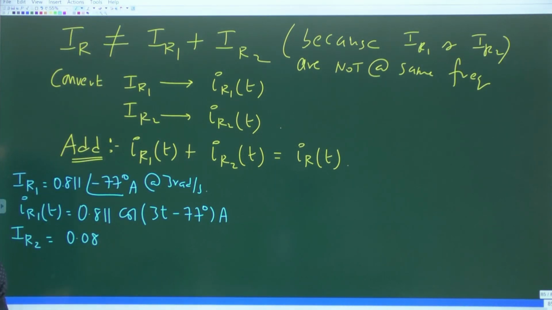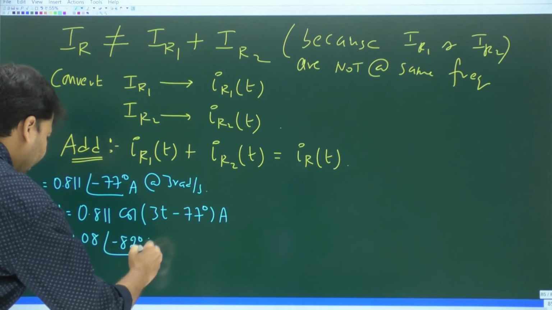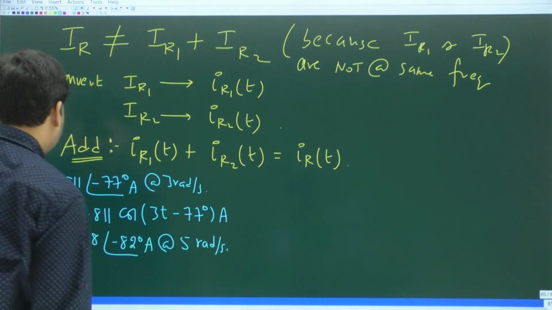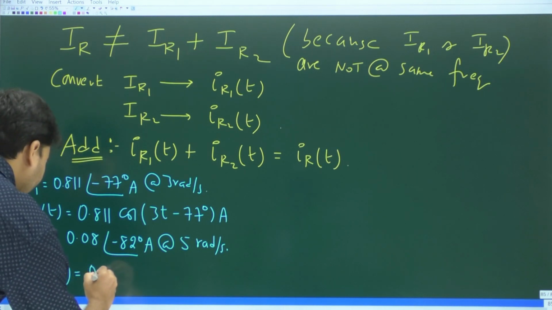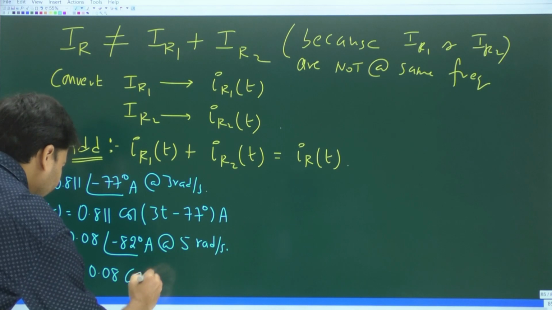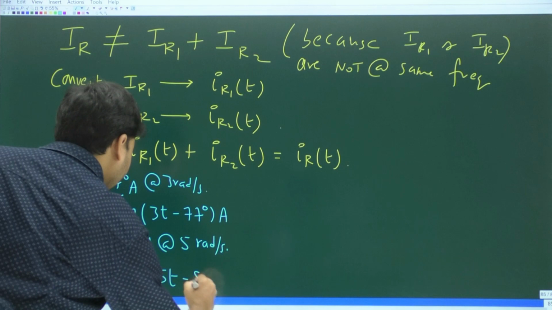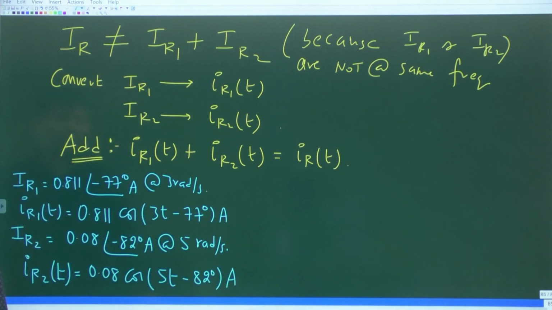0.08 at an angle minus 82 degrees amperes at what frequency? At 5 radians per second. Again, you convert this phasor into time domain, it becomes what? Small iR2. So is it not going to be 0.08 cos of 5t minus 82 degrees amperes? That's all. So small iR1 of t and small iR2 of t.